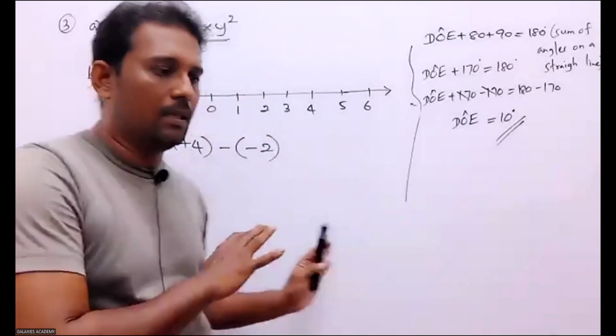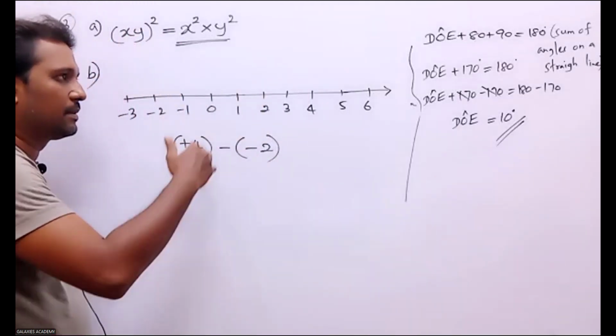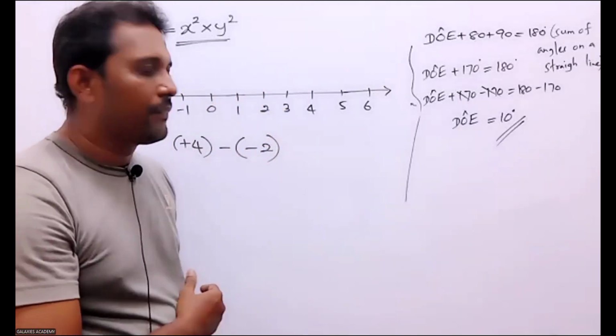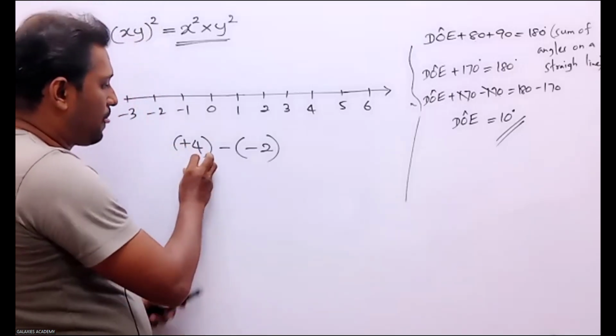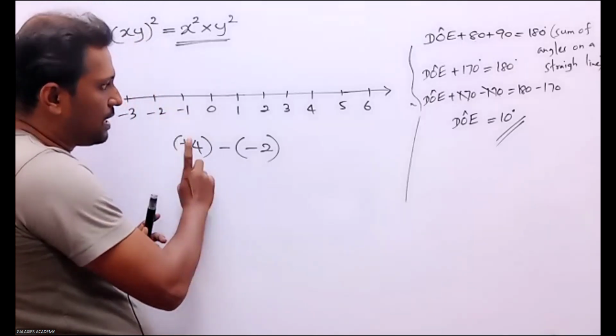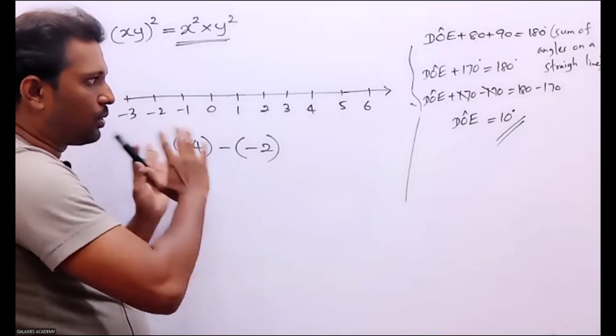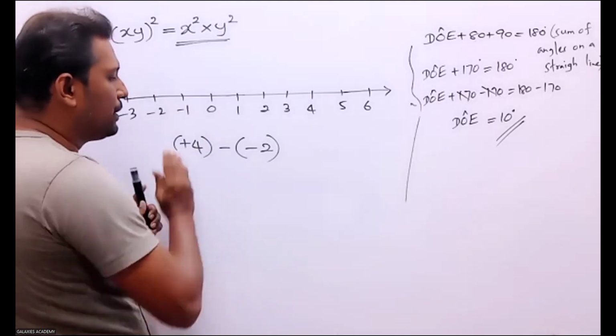Okay. How can you do this one using the number line? Right. Can you do the first part again? Right. +4. You have to start drawing on the number line from 0.